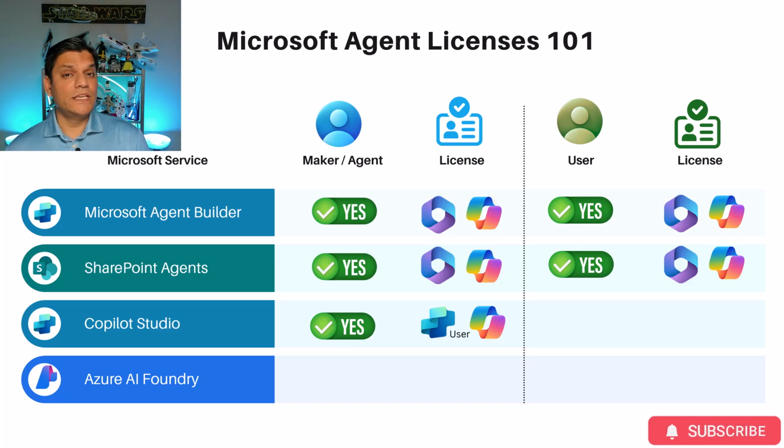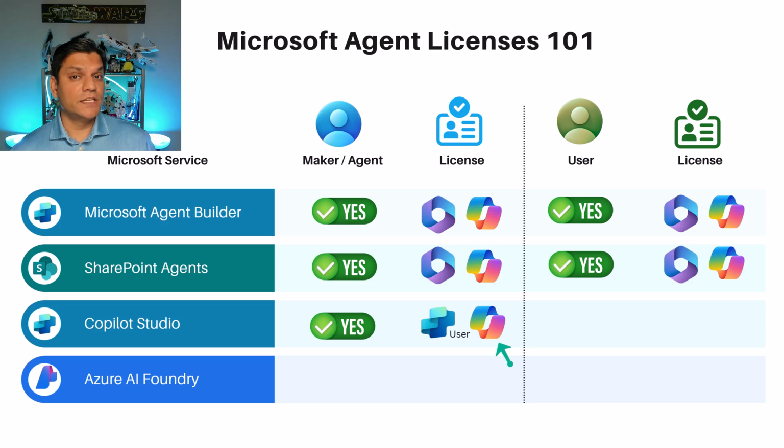Now, another option over here is the Microsoft 365 Copilot license. If your makers have the Microsoft 365 Copilot license, then that is enough for them to build these custom agents in Copilot Studio as well. And I will cover that more in the next slide, but it's important for you to know that in this scenario, it is either or.